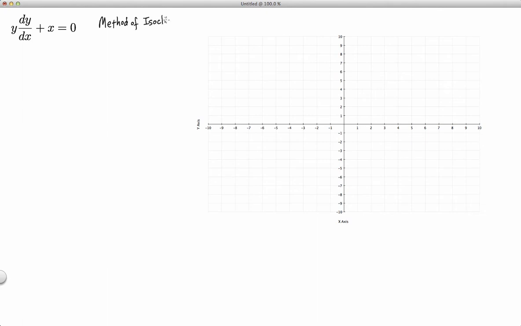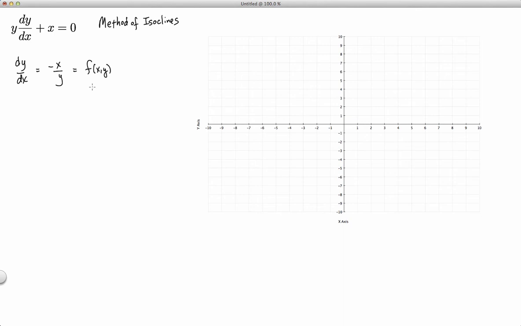Now, in order to apply this method, and if you need a refresher, go back and view the previous episode, I have to write the differential equation in standard form. So I'm going to get my dy dx on one side, and I'm going to write this as minus x over y once everything is over to the other side. So this minus x over y is what we called f of x, y in the previous video.